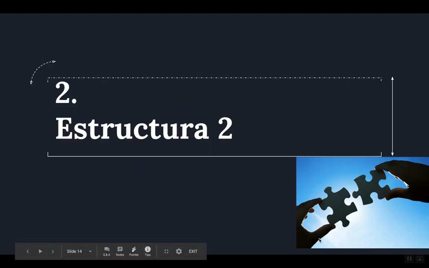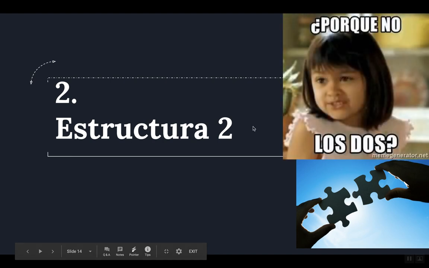So we're going to be connecting the two puzzle pieces of indirect and direct objects today. ¿Por qué no los dos? Why not the two of them? Notice porque up here is not the question form, but rather it's saying because not the two. So this isn't the best meme, but why not combine the two, okay?